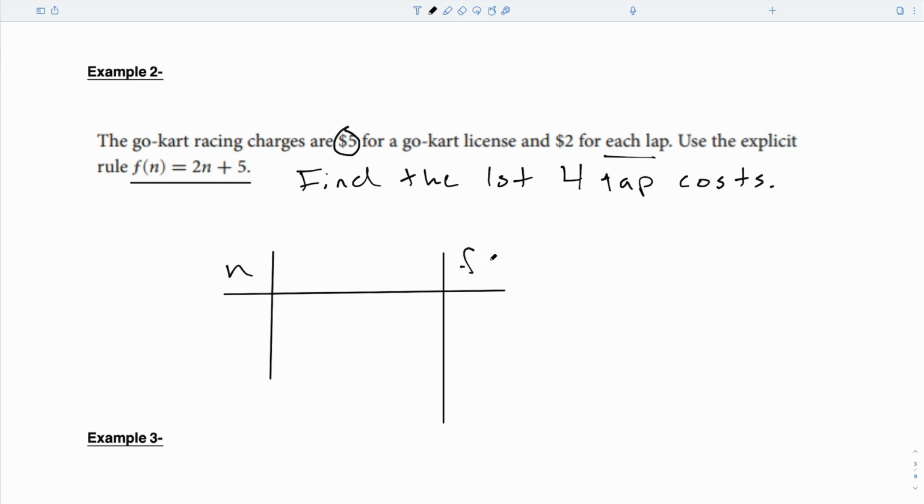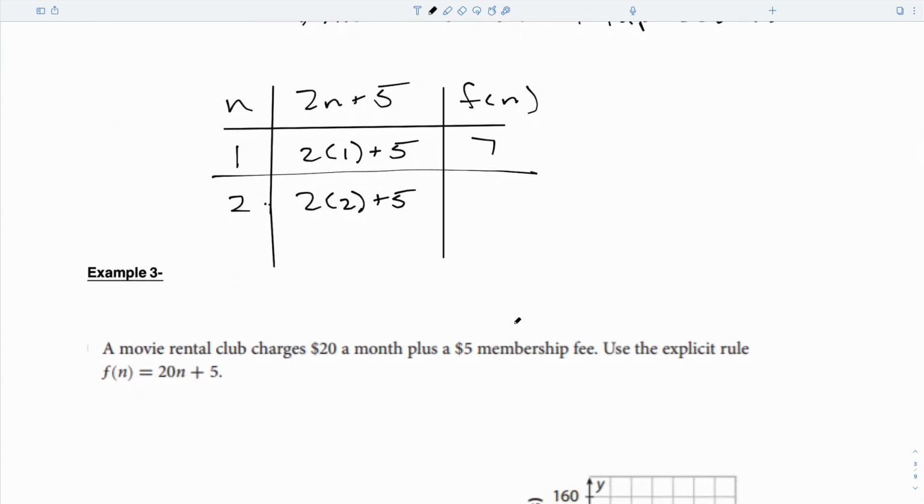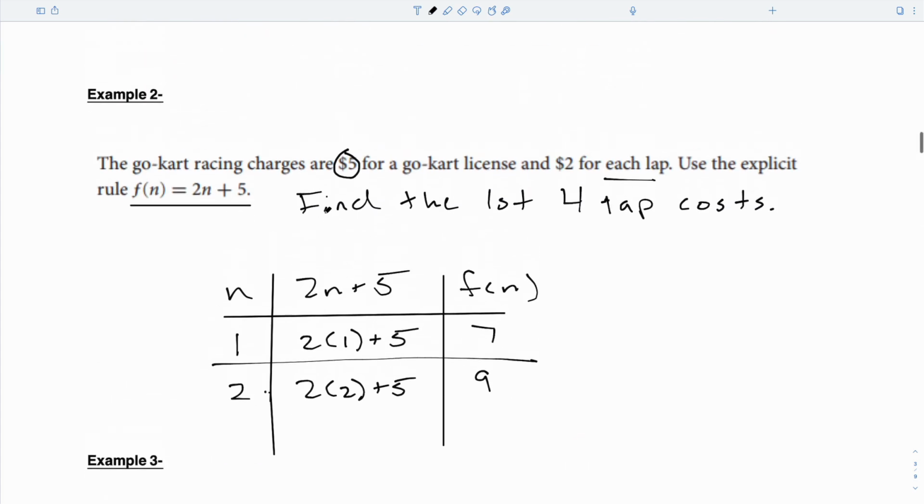So here's your n, here's your output, f of n. And this is just like an equation. So when n is 1, Indy, what's your f of n going to be? Yeah, 2 plus 5 is 7. When n is 2, Adam, what is your output going to be, f of n? Let him think. 2 times 2 is what? Plus 5?